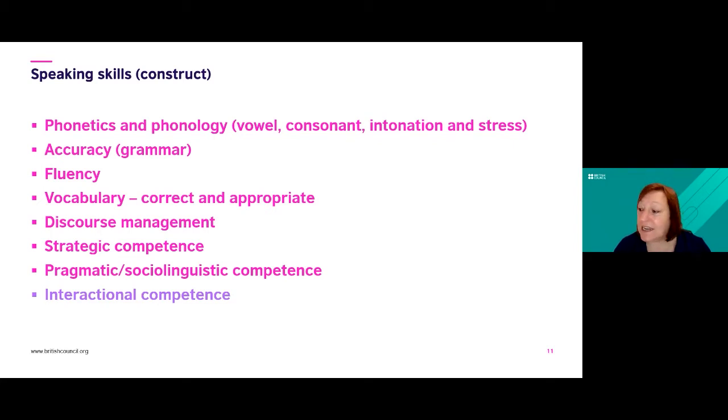Discourse management, very important for long turns. Now, I'm speaking at length here for 40 minutes. That's a long turn because no one's interrupting me. If it were, I say a sentence, you say a sentence, that's a short turn. But in a long turn, I have to make sure my listener understands.